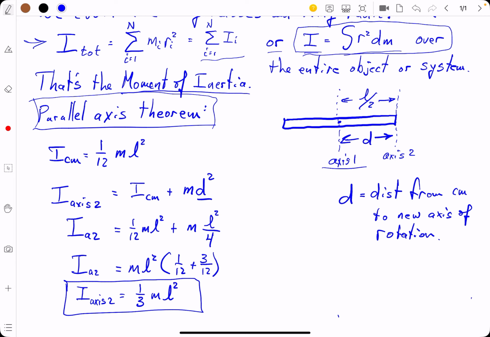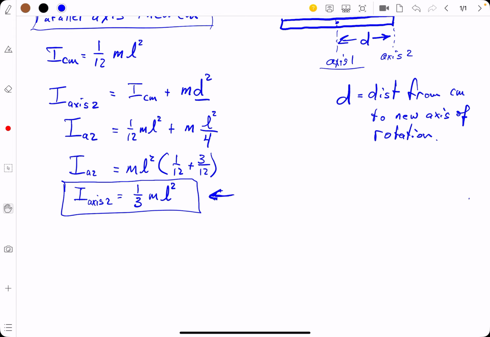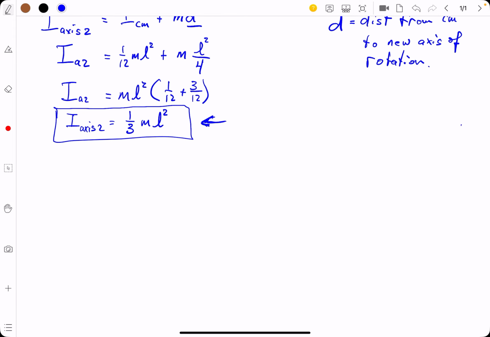Okay? And if you look in the book, you'll notice that this is exactly what the figure that lists all the moments of inertia shows. That's the right answer. Did they use the parallel axis theorem to get that answer? Probably. Okay, so good job there. Now, let's talk a little bit about torque.